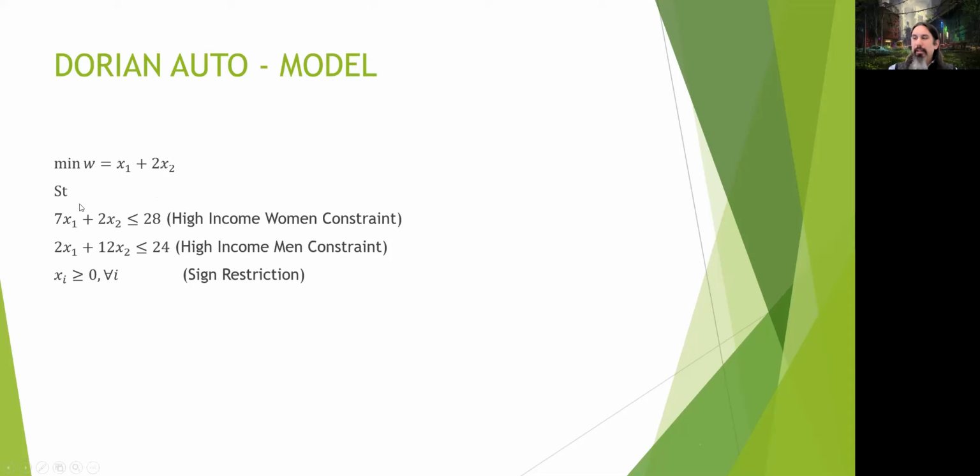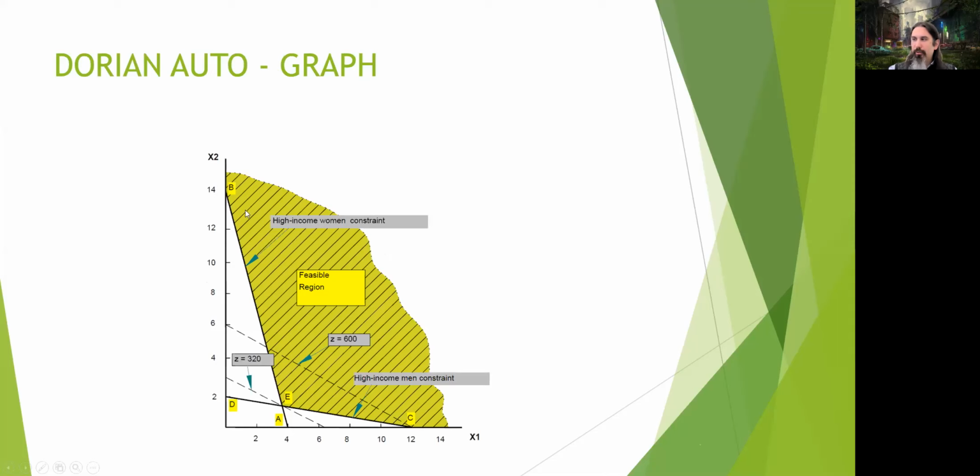Okay, how do I start graphing this constraint? For example, here's one: 7x1 plus 2x2 is equal to 28. You have to pick one of those x values and make it 0 and start with the other one. For example, if x2 is 0, then x1 is equal to 4. If x1 is 0, then x2 is equal to 14. So I have to go from 4 to 14. Let's see that. As you can see, 4 to 14.